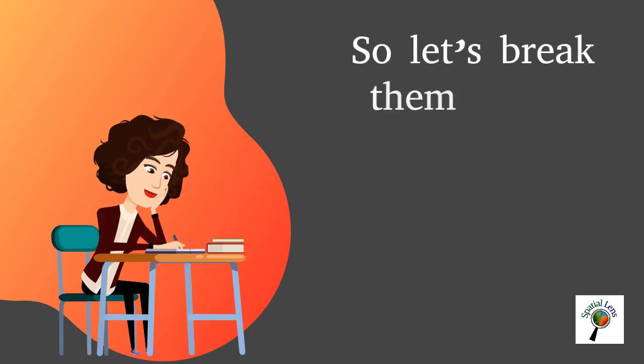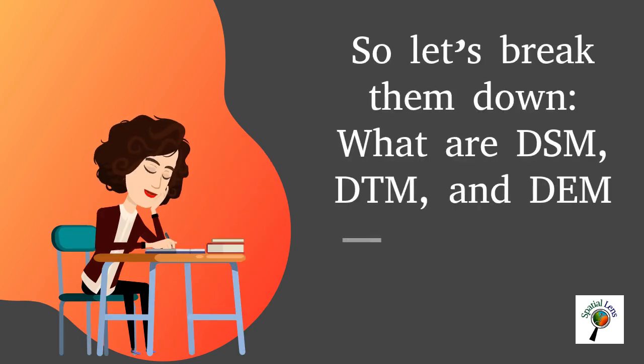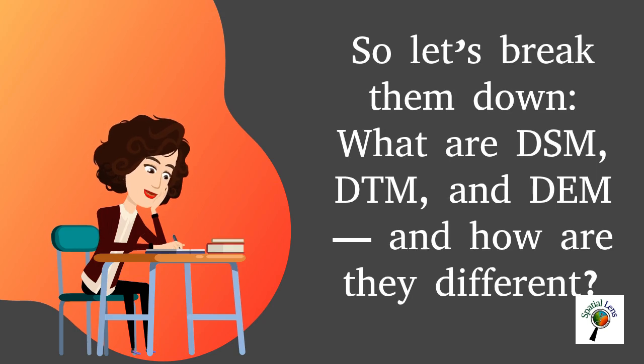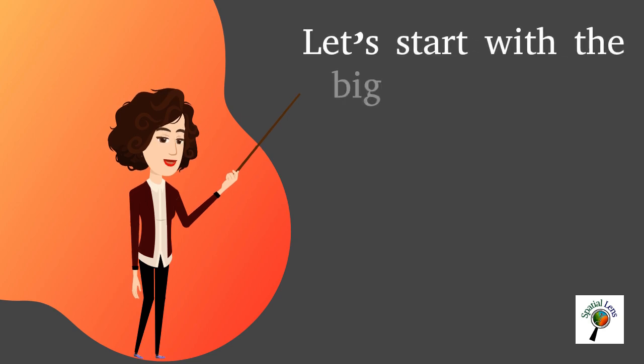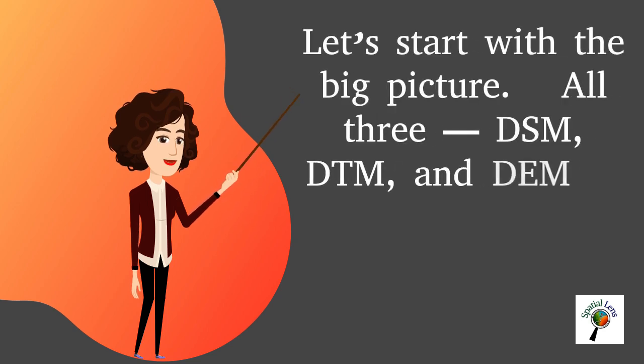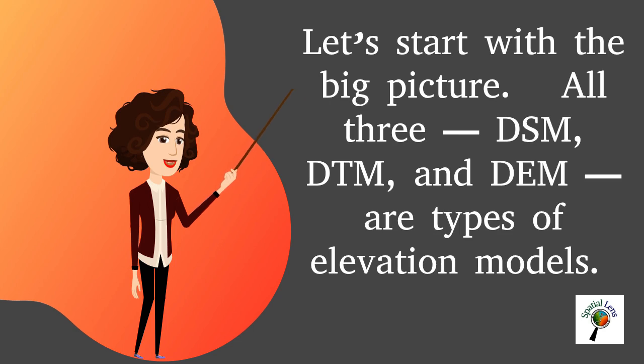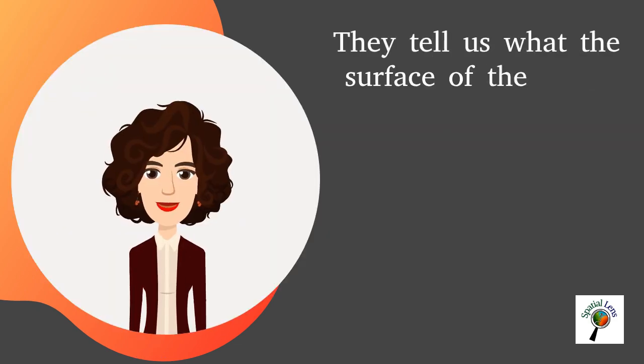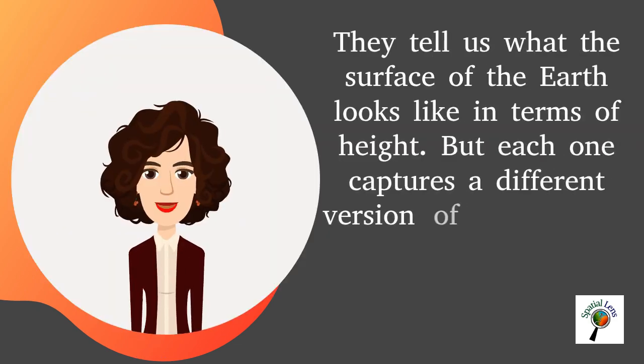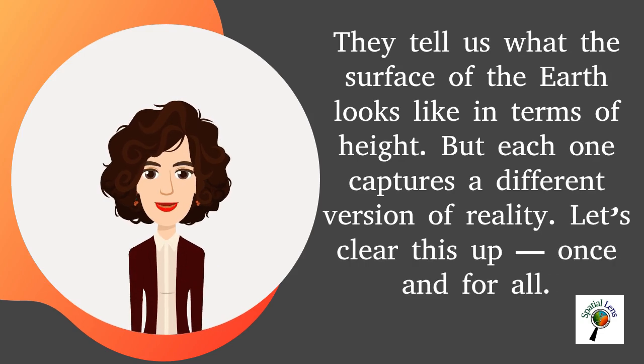So let's break them down. What are DSM, DTM, and DEM, and how are they different? Let's start with the big picture. All three, DSM, DTM, and DEM, are types of elevation models. They tell us what the surface of the Earth looks like in terms of height, but each one captures a different version of reality. Let's clear this up once and for all.